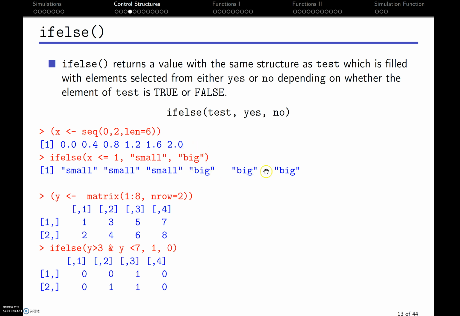If they're bigger than 1, we call them big. Simple enough. Here we have a matrix, and here we're running the test on each element of that matrix.